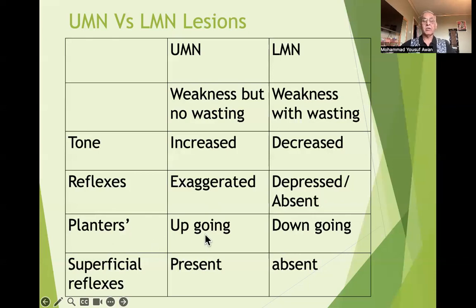The plantars will be upgoing in upper motor neuron lesion, downgoing in the lower motor neuron lesion. Superficial reflexes like the abdominal and cremasteric reflexes will be present in upper motor neuron lesion and absent in the lower motor neuron lesion. So upper motor neuron lesion signs mean the lesion is from the cerebral cortex to the anterior horn cells, and the lower motor neuron findings are from the anterior horn cells down to the effector muscles. So that is the first part of the clinical examination, which will differentiate upper motor neuron lesion from the lower motor neuron lesion.